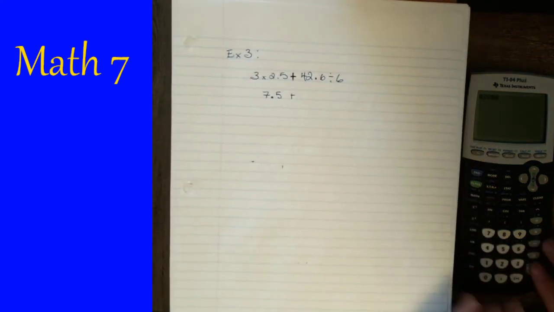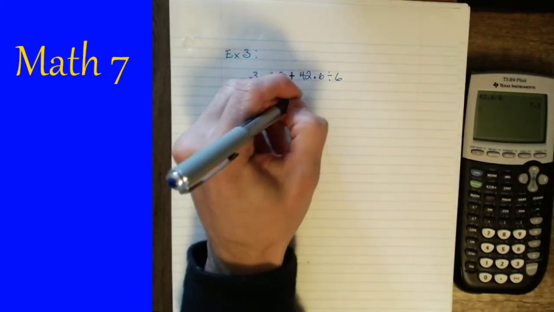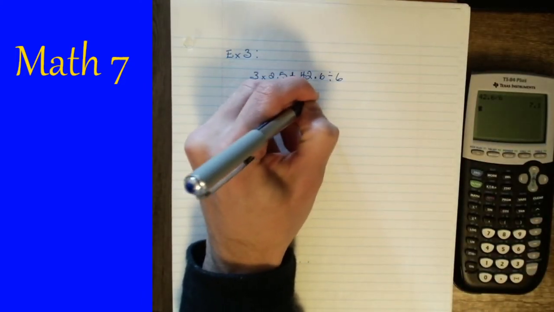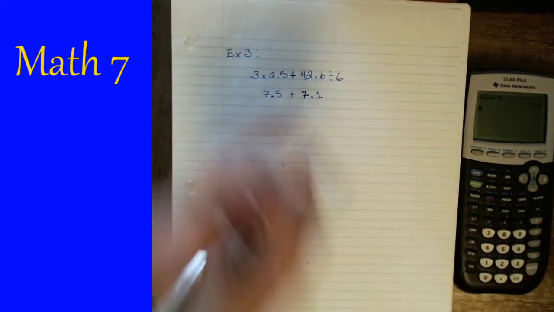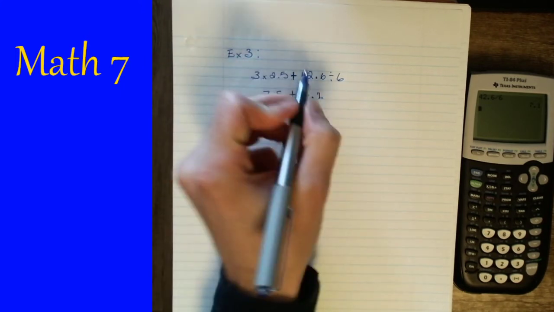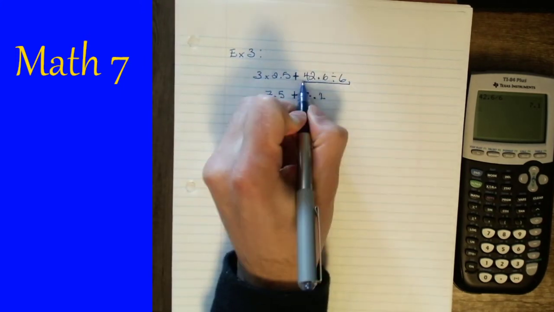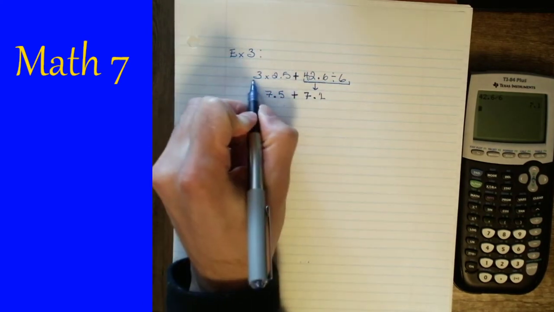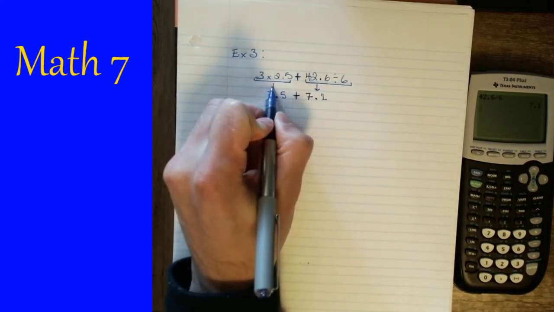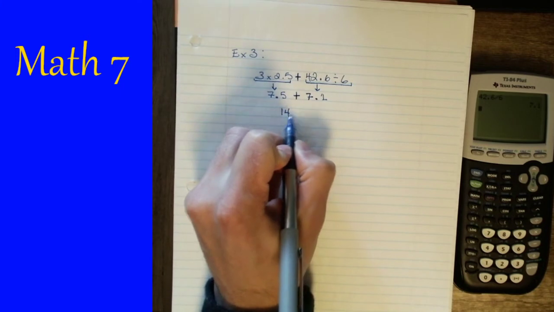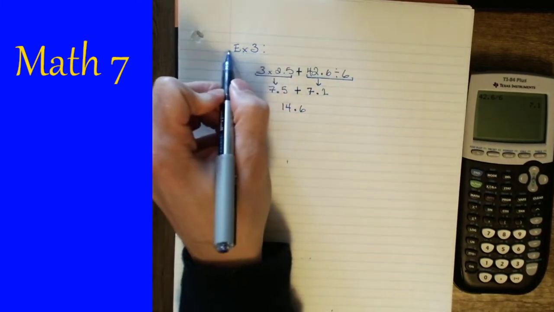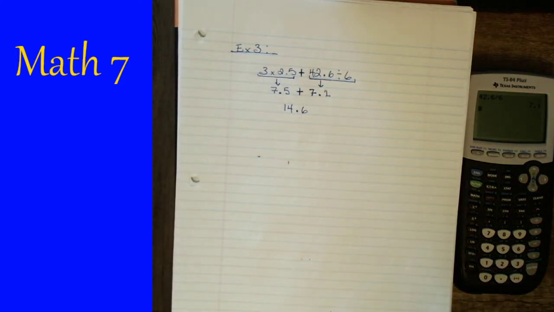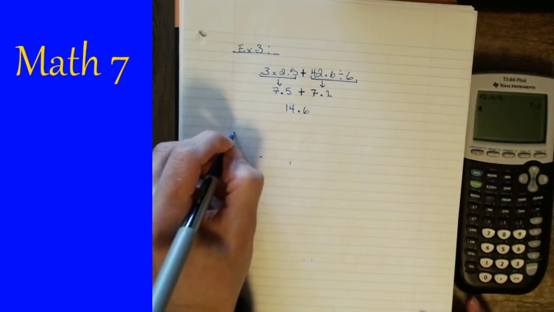That might be one to check. Turns out to be 7.1. So 7.5 added to 7.1. I evaluate this, gives me 7.1. I evaluate this, gives me 7.5. Add them together, I get 14.6. So we'll keep going here. We'll do one more example.